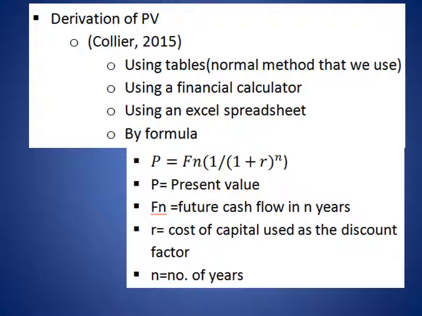The derivation of the present value is a very important thing. According to Collier 2015, this can be done using tables. That's the normal method that we use, using the discount factor and multiplying by the cash flows, or you can also use a financial calculator, if not an Excel spreadsheet, or by using a formula. So according to the formula, the present value will be equal to the future cash flows in n number of years, which will be multiplied by 1 over (1 plus r) to the power n, where r is the cost of capital used as the discount factor.